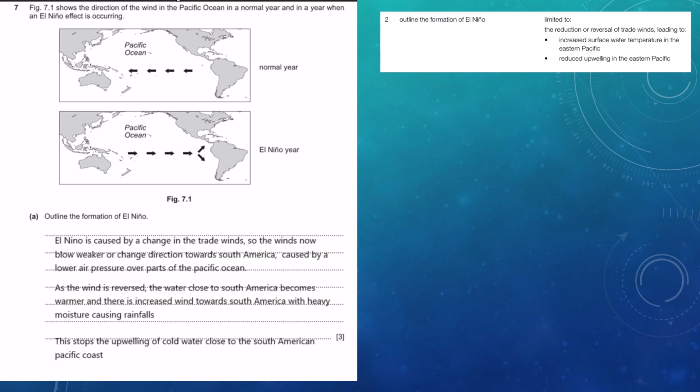I've written it like this. El Niño is caused by a change in the trade winds. So the winds now blow weaker or change direction towards South America, as we can see in the figure, caused by lower air pressure over parts of the Pacific Ocean. As the wind is reversed, the water close to South America becomes warmer, and there is increased wind towards South America with heavy moisture causing rainfall. This stops the upwelling of cold water close to the South American Pacific coast. There are other more elegant ways to write this, but it's important you talk about the change of wind, the change of sea temperature, the change of rainfall, at least.